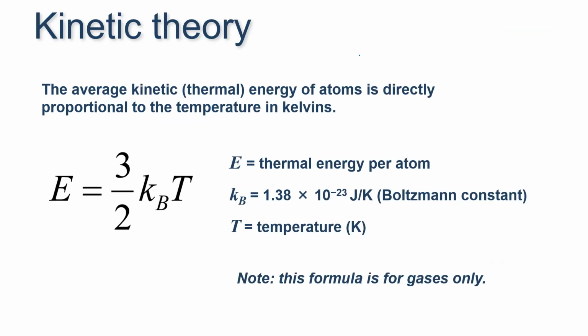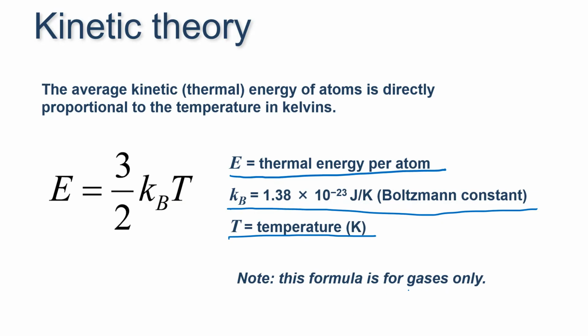All right, now you've already written this formula down, but maybe you should write these letters down and what they mean. So remember, E is the thermal energy per atom. This is Boltzmann's constant. Boltzmann was a scientist, did a lot of work on energy and temperature and stuff. He did a lot of physics. And then the temperature is always in Kelvin. And I should highlight, this is for gases only. Liquids, you do things a little different.